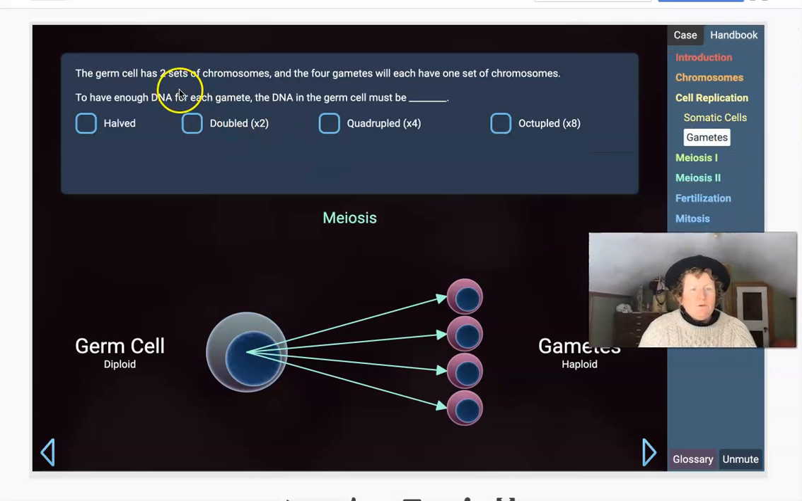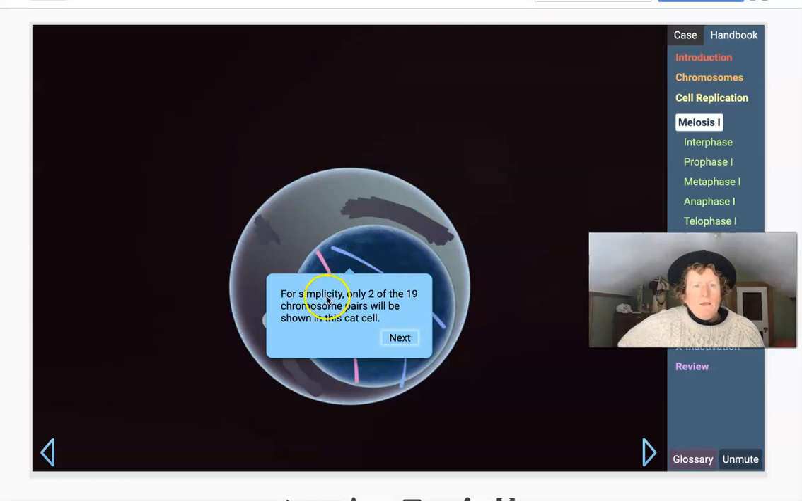The germ cell has 2 sets of chromosomes, and the 4 gametes will each have 1 set of chromosomes. To have enough DNA for each gamete, the DNA in the germ cell must be, I'll let you decide. For simplicity, only 2 of the 19 chromosome pairs will be shown in this cat cell.